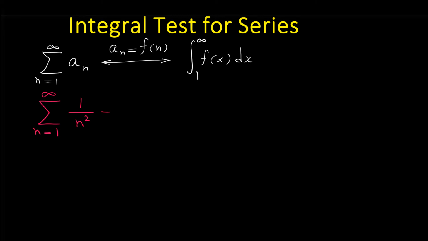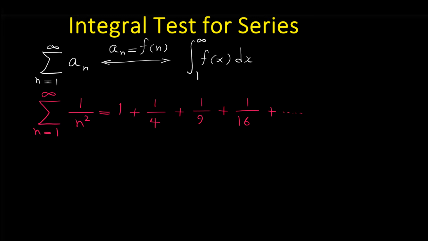If we write a few terms of this series, the first term, if we plug in 1 for n, 1 over 1 squared is 1. The second term is 1 over 2 squared, which is 1 over 4. The third term is 1 over 9. The fourth term is 1 over 16, and so on. As you can see here, the terms of this series are positive and decreasing. So we can use the integral test for this series.